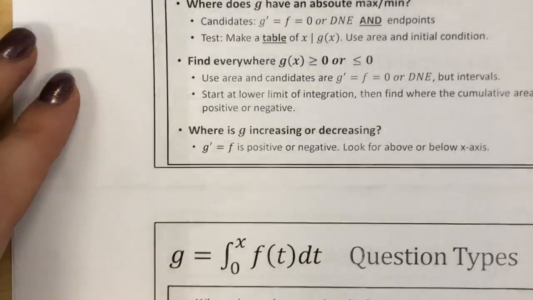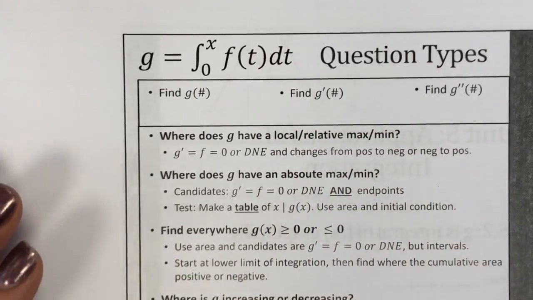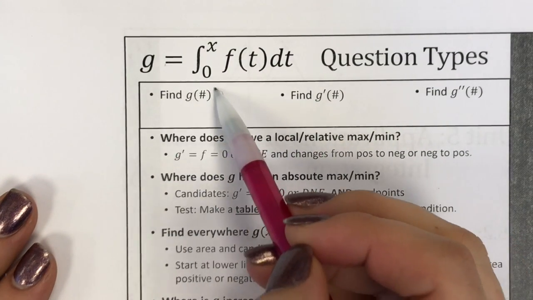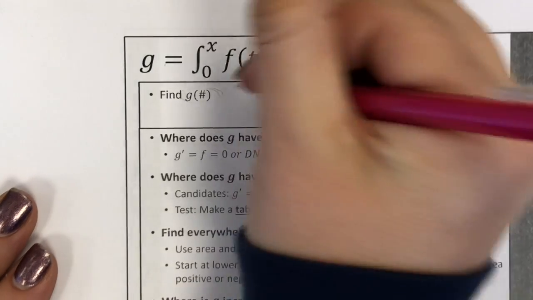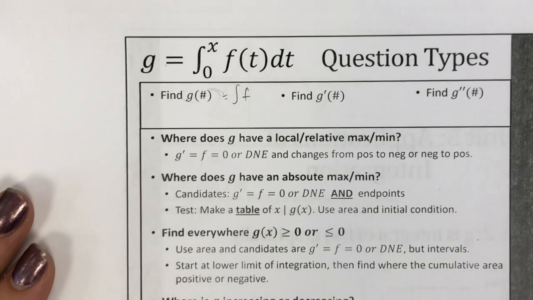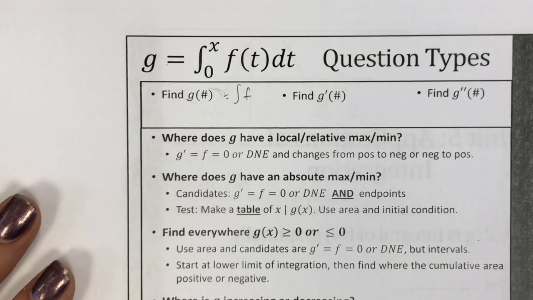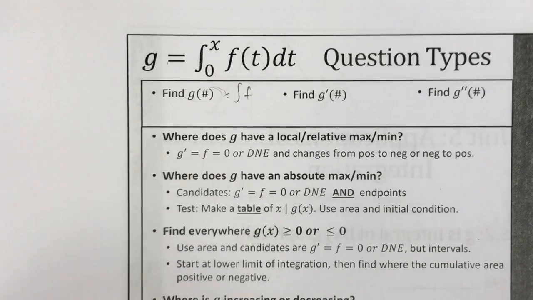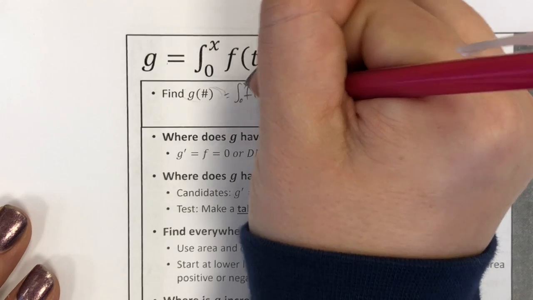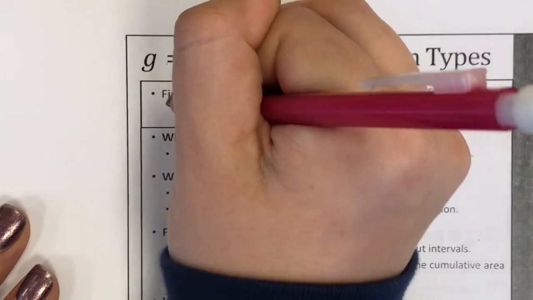Okay, so here's some basics. So if G is the integral of f, to find G of a number, okay, you're going to find the integral of your graph. How do I find the integral of a graph? Like, how do I actually compute that? I'm looking at a graph, and I say, okay, I want to find its integral. How do I do that? I find the area.